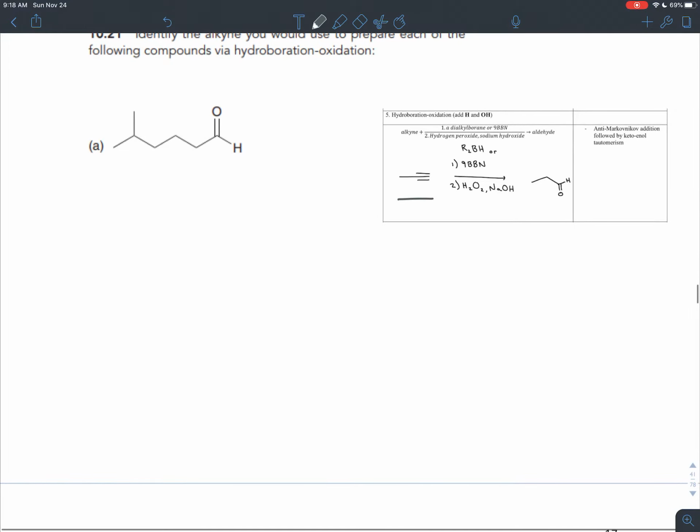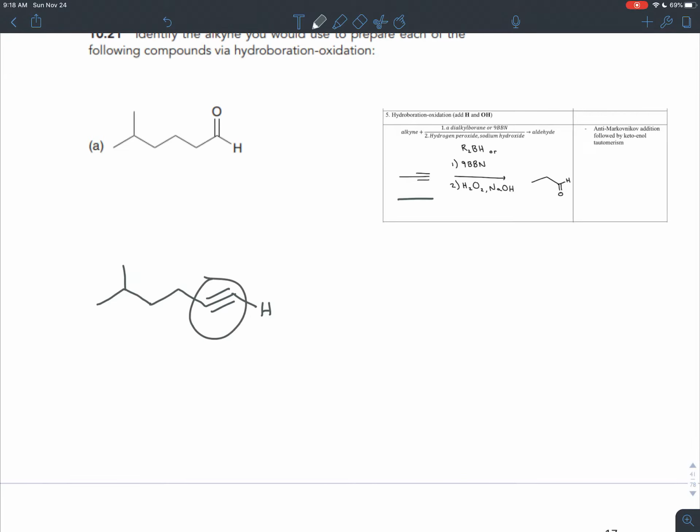Okay, well, redraw the molecule exactly as it is. And you know that what the hydroboration does is it adds an oxygen anti-Markovnikov, so on the less substituted carbon of the triple bond. In other words, wherever you have an oxygen bonded, that carbon was once in a triple bond. And there's only one direction that triple bond could have formed in. We don't have any carbons to the right, so it must have formed to the left.